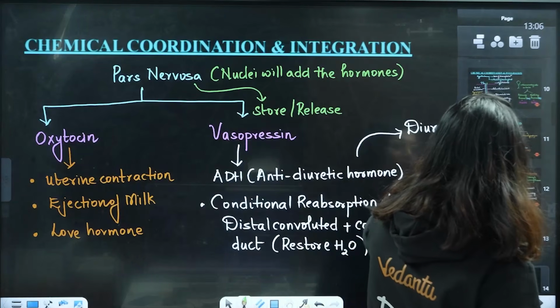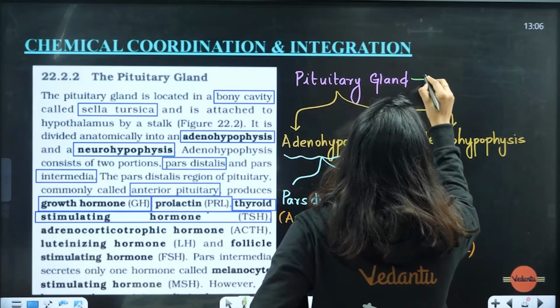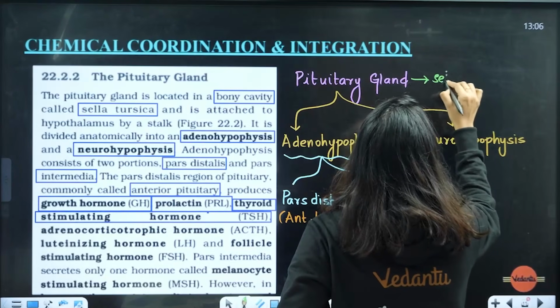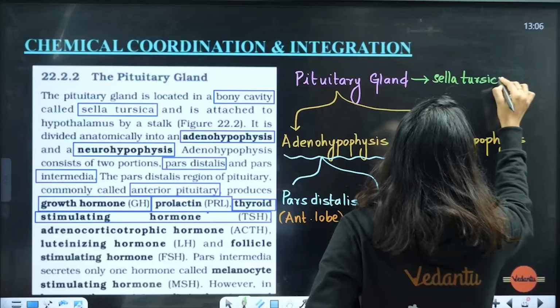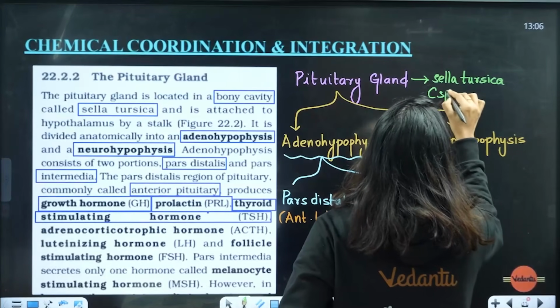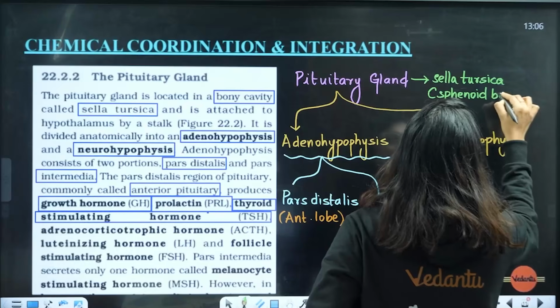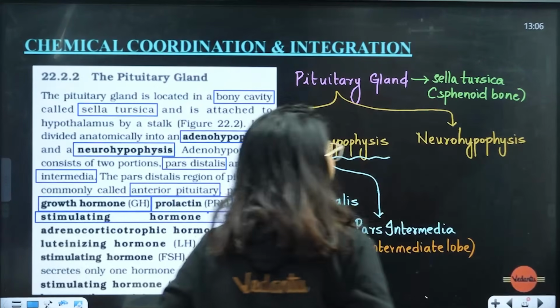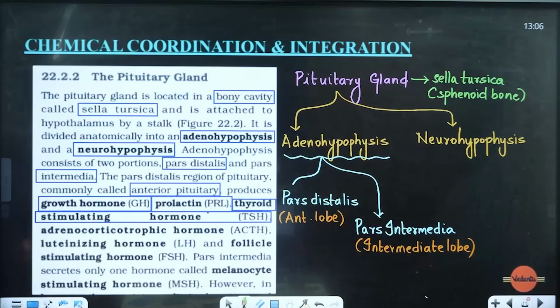One more thing I wanted to write here, students, just add here. Pars nervosa is actually present in the sella turcica. The sella turcica we have already studied in locomotion. It is present in the sphenoid bone. The sphenoid bone has a depression, and the depression is the sella turcica, and in the sella turcica the pituitary gland is present. Ready, steady, go. Understood?